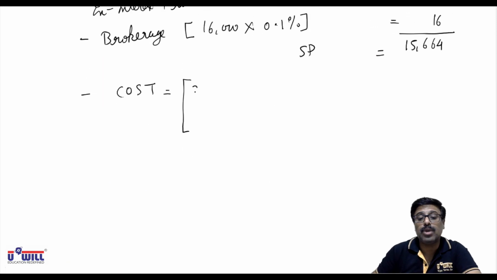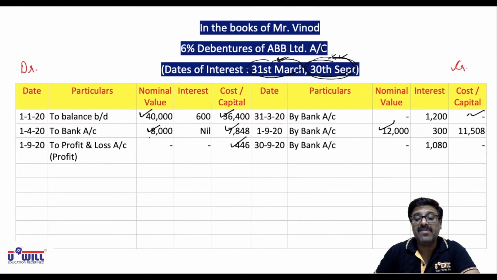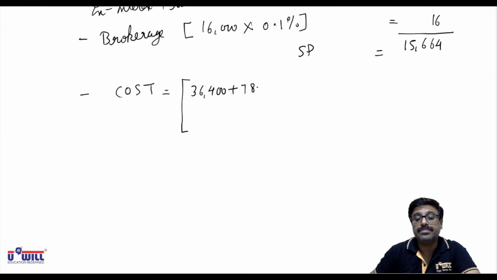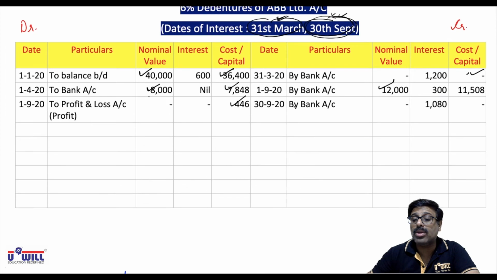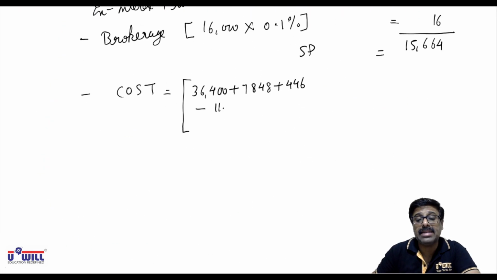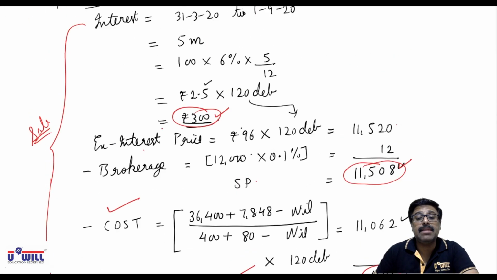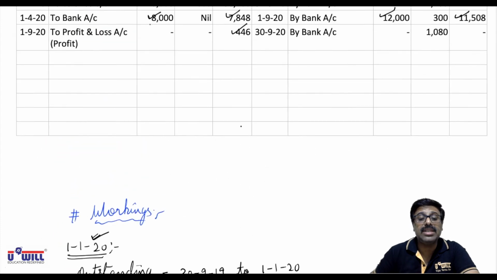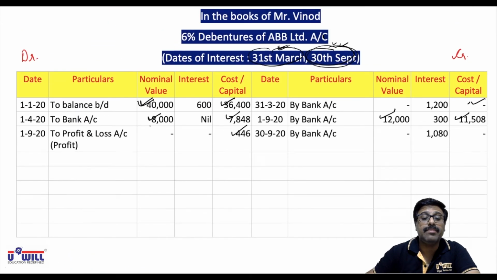So 36,400 plus 7,848 plus 446 minus total of credit side. In credit side, only one amount is there in cost or capital column, 11,508. Remember, debit minus credit. Divide by number of securities, debit side minus credit side. So number of securities debit side: 400 plus 80. 4,000 divided by 100, 400. 8,000 divided by 100, 80.